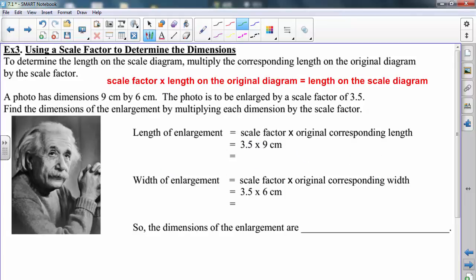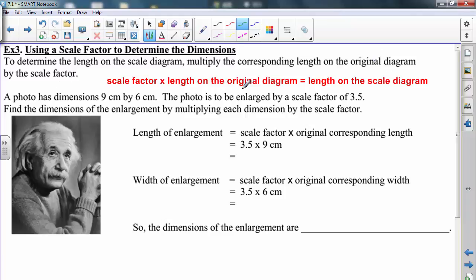In example 3, we need to use a scale factor to determine the new dimensions. We all know the scale factor is a ratio, which is equal to the ratio of the length on the scale diagram to the length on the original diagram. But sometimes we need to determine the length on the scale diagram based on the given scale factor and the length on the original diagram. So if I want to find the scale diagram dimensions, I need to multiply the corresponding length on the original diagram by the scale factor.